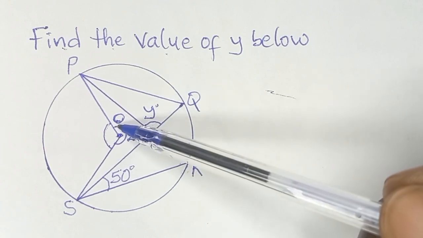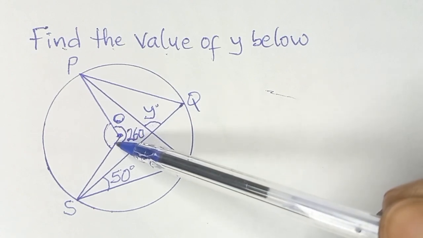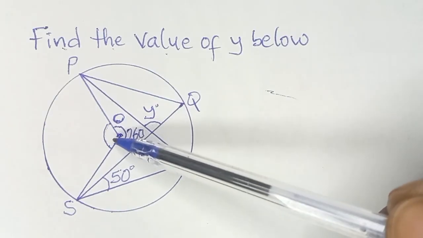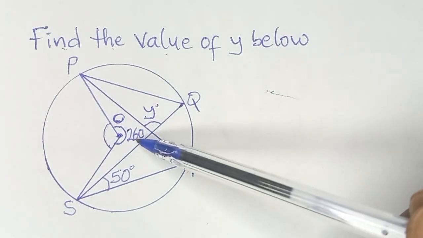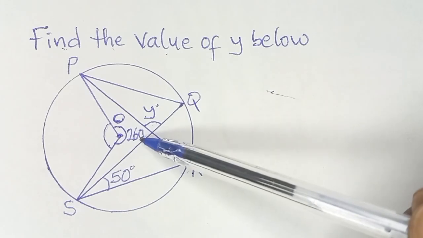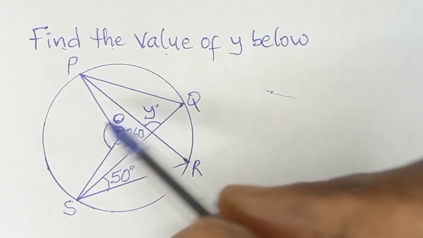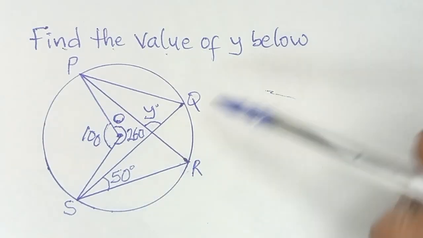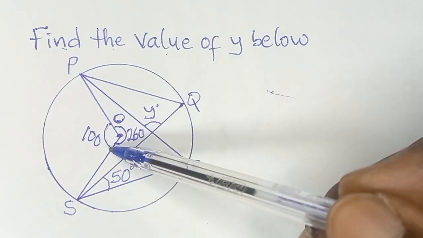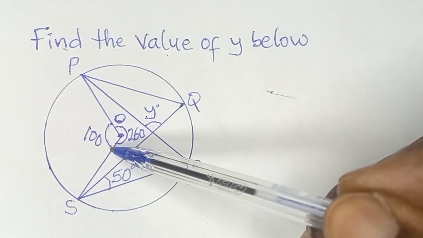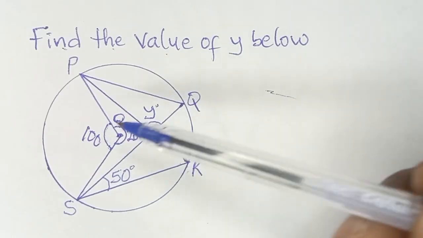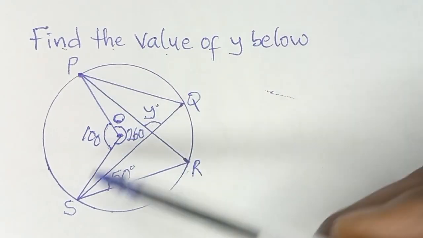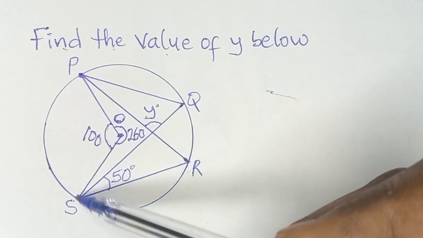So if this is 260, to get this remaining side so that it makes a total of 360, we have to say 360 minus 260. And that will give us 100. So that means this angle here is 100 degrees. Okay, now that we have this angle, let's look at these two points, P and S.